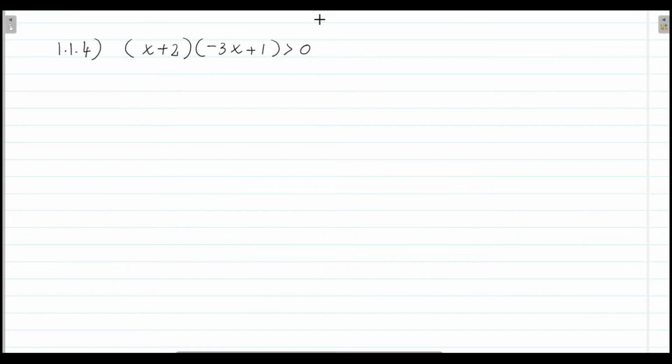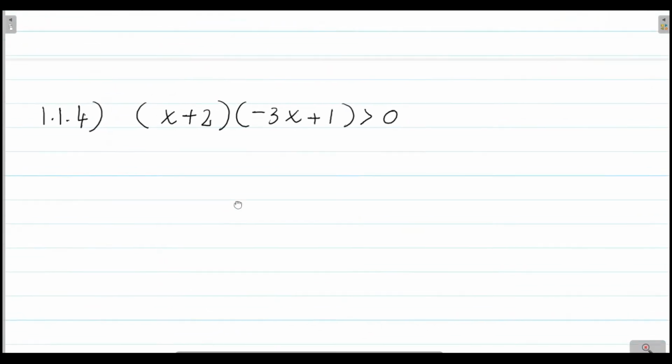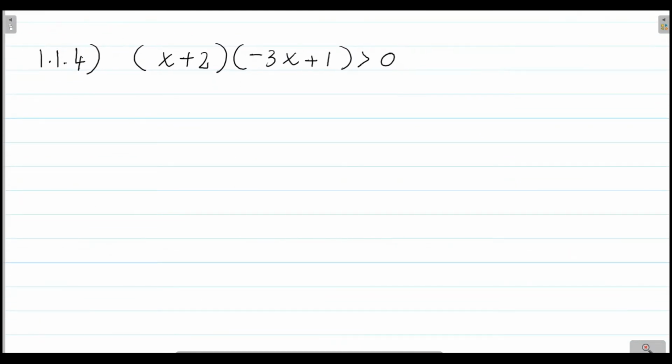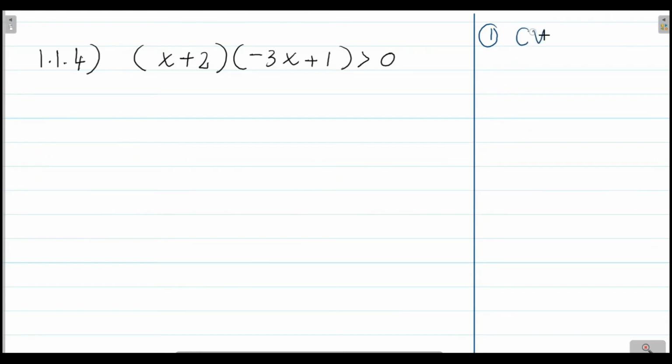Let us have a look at the last question. We are given an inequality. Guys, if you haven't watched my video where I explain how you solve inequalities, please make sure that you watch that video. It is super informative. The first thing you need to do when you are dealing with an inequality is find the critical values.